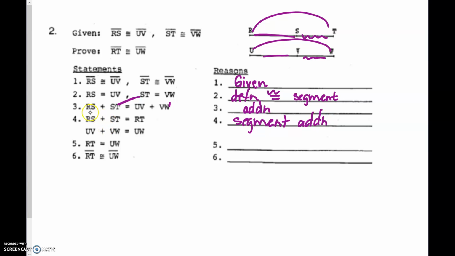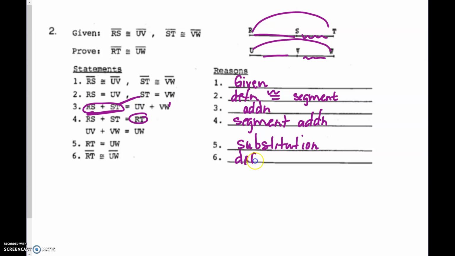All right, now here we have RS plus ST, so we have RS plus ST. Those are the same things. So now, instead of writing this, can't we put RT in place of it because it's equal to it? And likewise, the same thing with the other one. So this is called substitution when you're putting something equal in place of something else. And then what they do from 5 to 6 is they put that congruent mark back in.